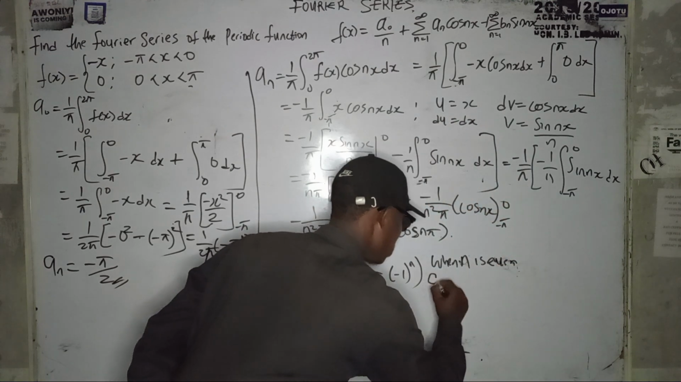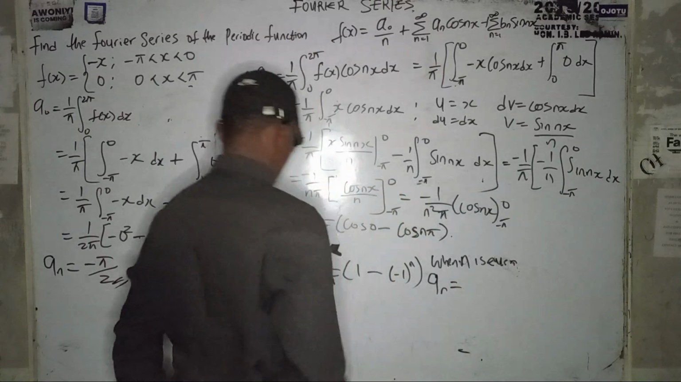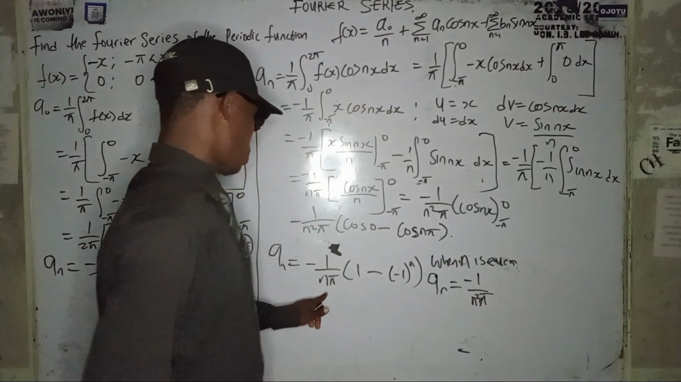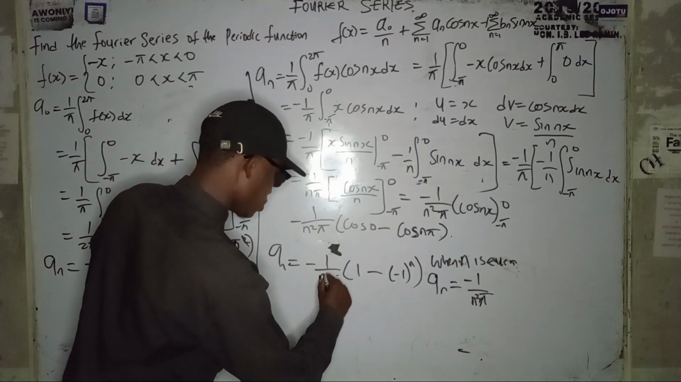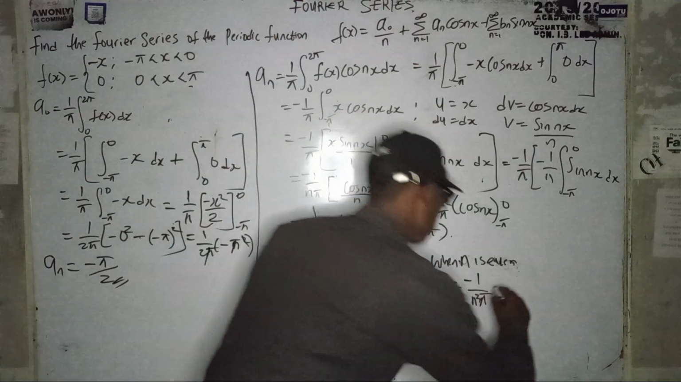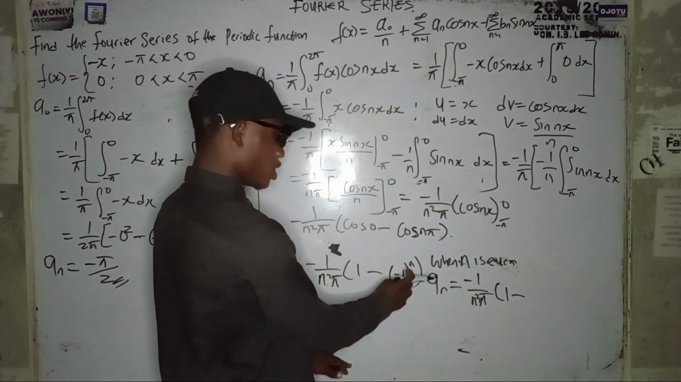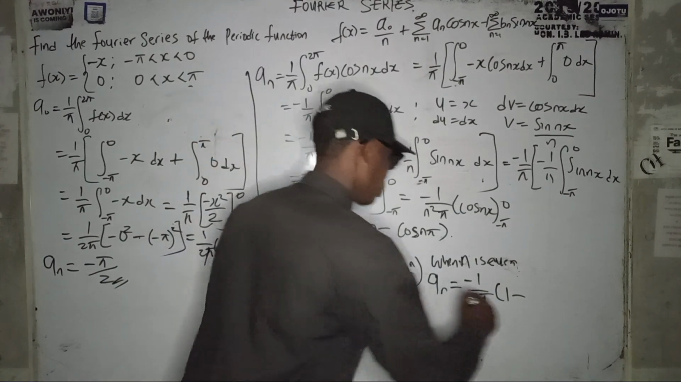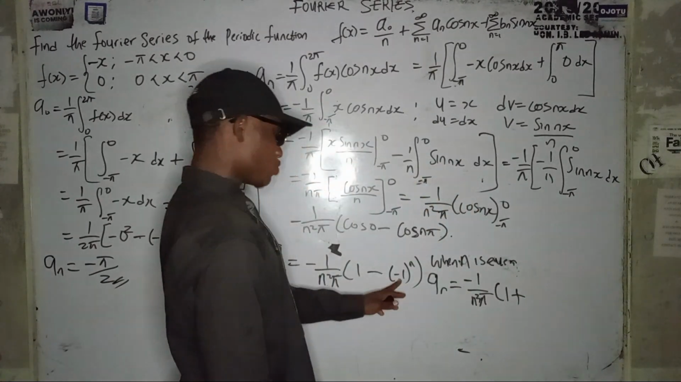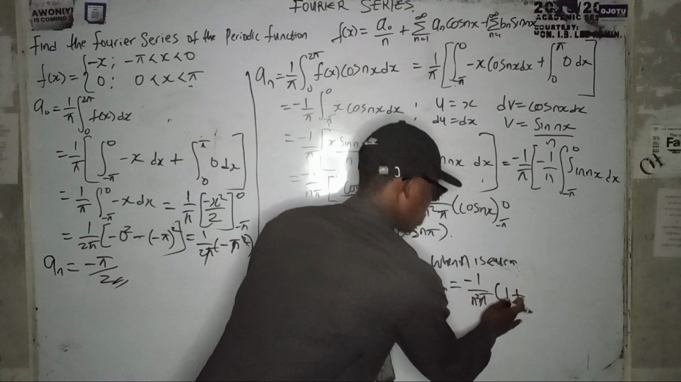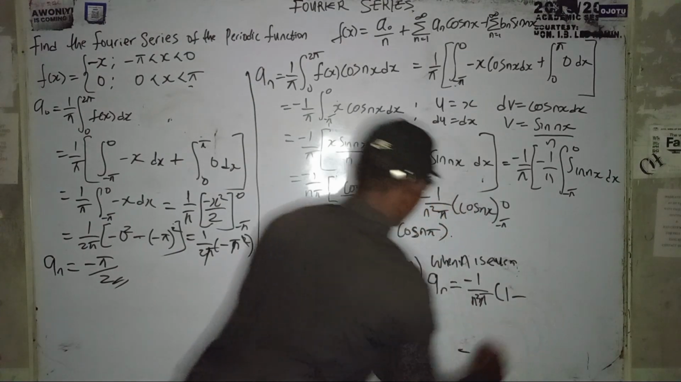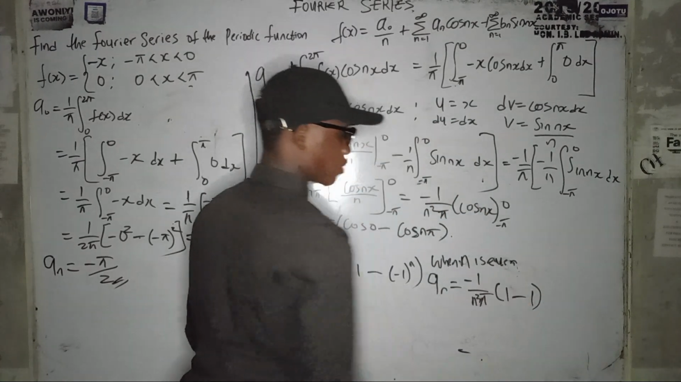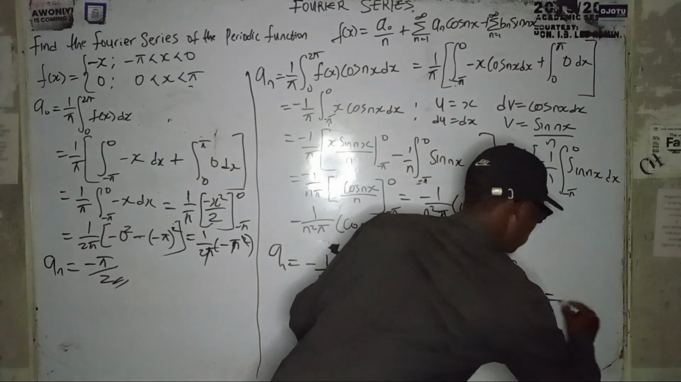A of n will be equal to minus 1 over n squared pi, into brackets 1 minus, now when n is even, minus 1 to the power n becomes plus 1. So this will be 1 plus, minus 1 here becomes plus 1, and therefore we have minus plus 1, which equals 1, close brackets. And 1 minus 1 is equal to 0. Therefore, this gives us 0.